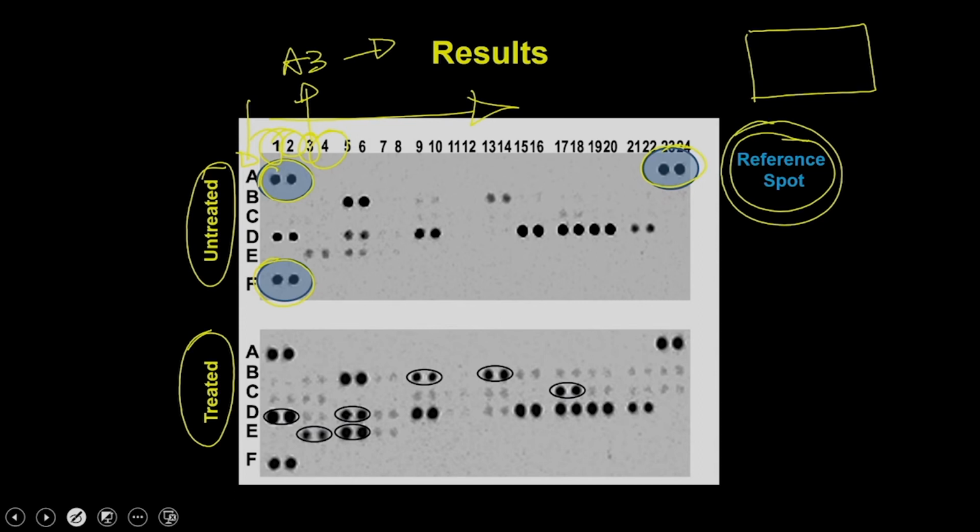These reference spots are used to align the membrane with the reference sheet, so that you know which spot corresponds to what, and they are also used for equalizing purposes. For example, if you are comparing this versus this, all the intensities have to be compared with each other using these as equalizing factors.